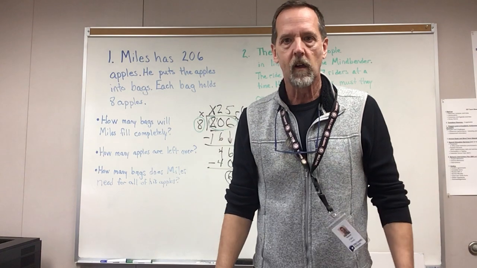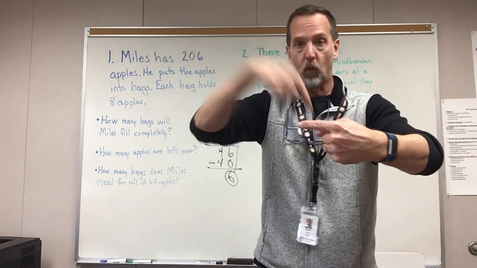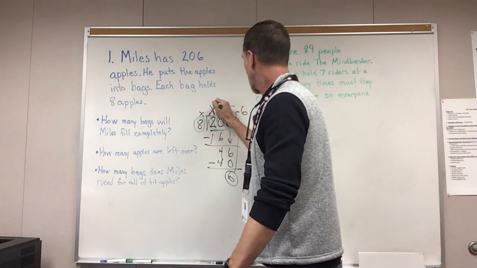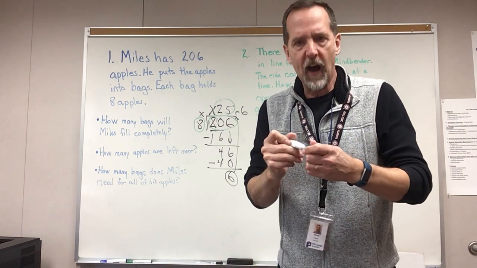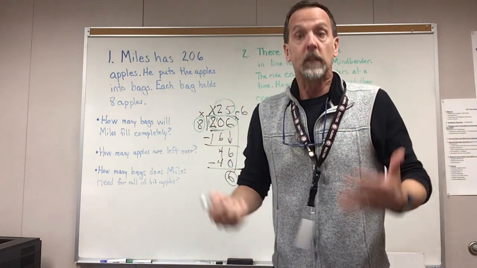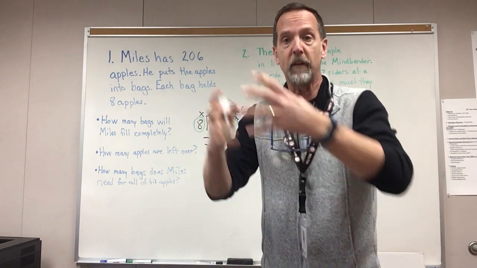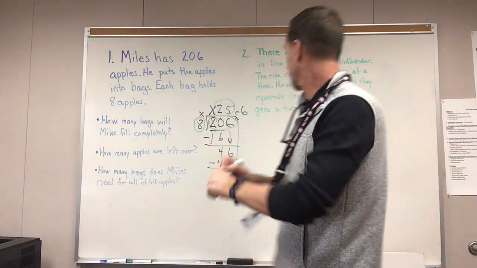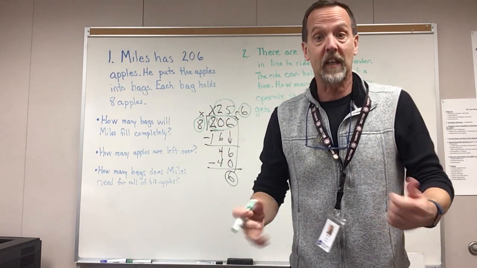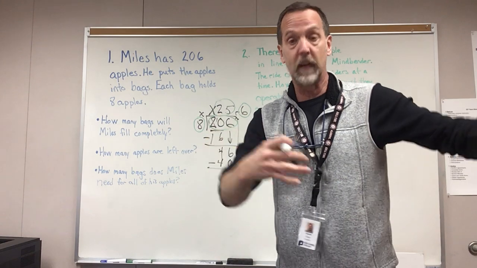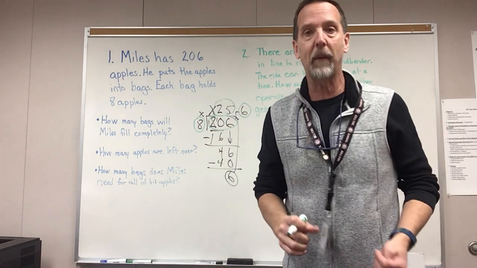What's 8? 8 is how many can go in a bag. He had 206 apples and 8 go in the bag. What is 25? When we did this division, what is 25? 25 is the number of times he filled the bags with 8 apples. That's how many full bags he had. What's 6? 6 is the number of apples that are left there that he didn't put in a bag, right? They're the ones that are left on the table because they won't complete a bag.